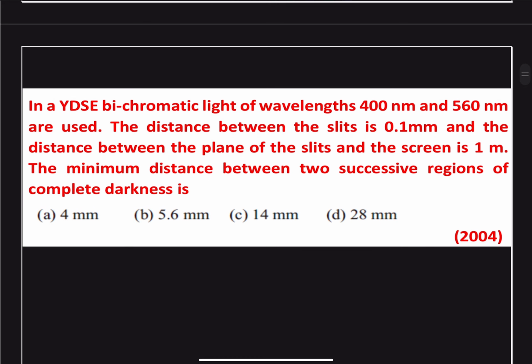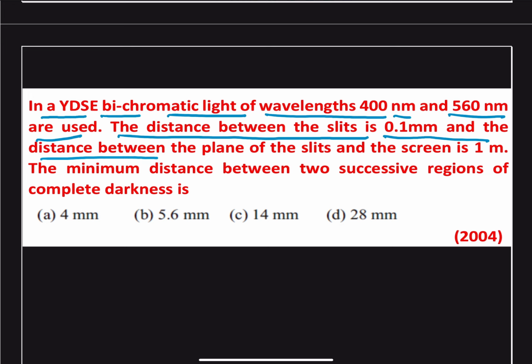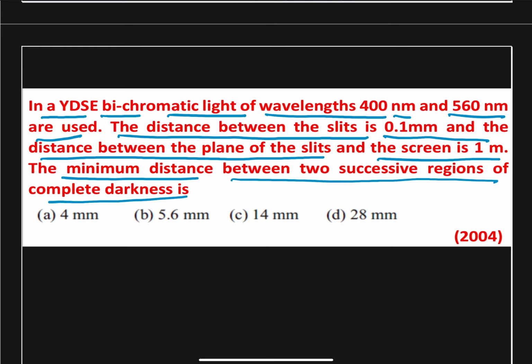It says that in a YDSE, bichromatic light of wavelengths 400 nanometer and 560 nanometer are used. The distance between the slits is 0.1 millimeter and the distance between the plane of the slit and the screen is 1 meter. The minimum distance between the two successive regions of complete darkness is. So we have to find the distance between two successive regions of darkness, where they provide destructive interference.